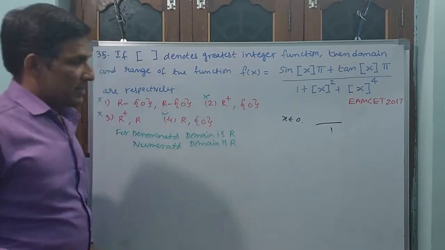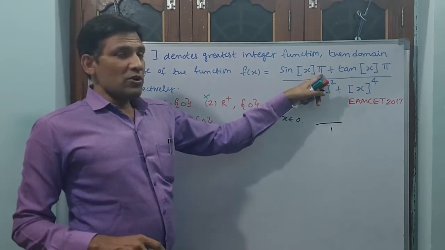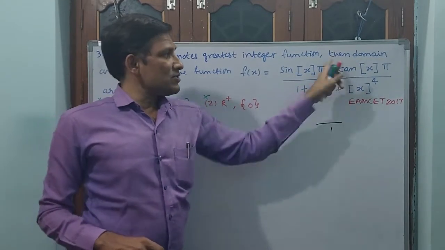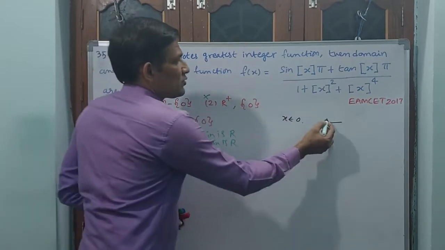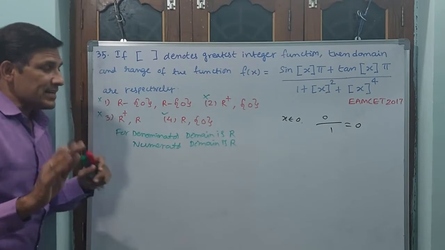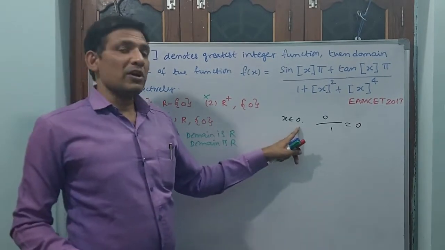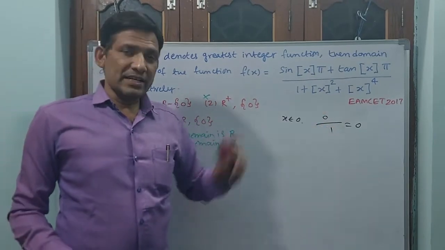Go to the numerator. If 0 comes here, sin 0 is 0, tan 0 is 0, so 0 will come. But here 0 will come. 0 by something is 0. That means the output, the range, is 0. But here 0 is there, wait. Why? Because we have seen only x belonging to 0. We have not seen anything else.